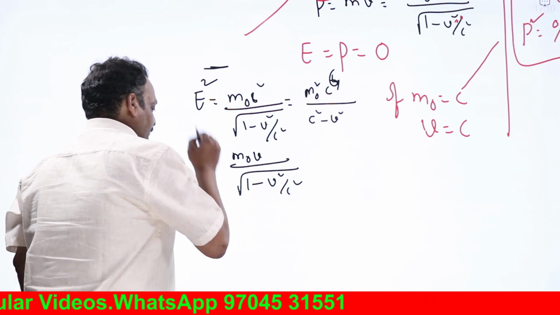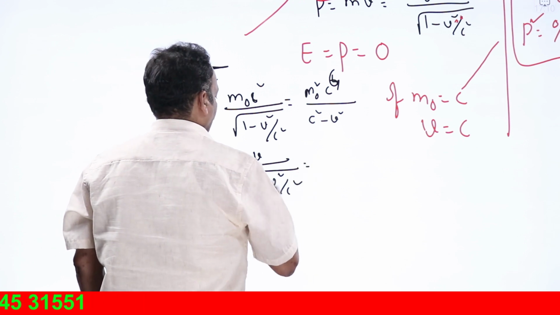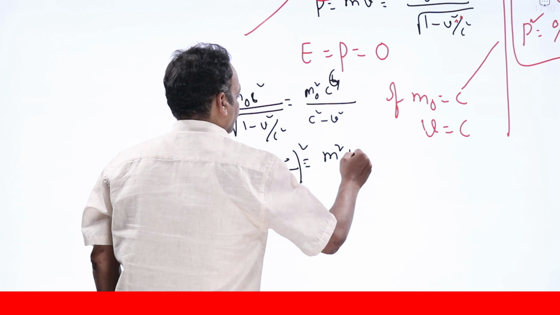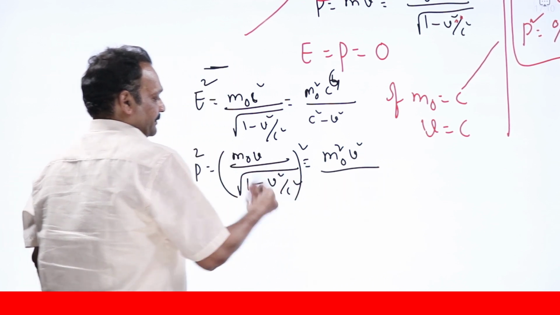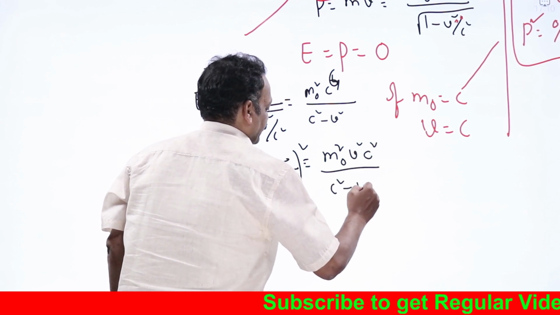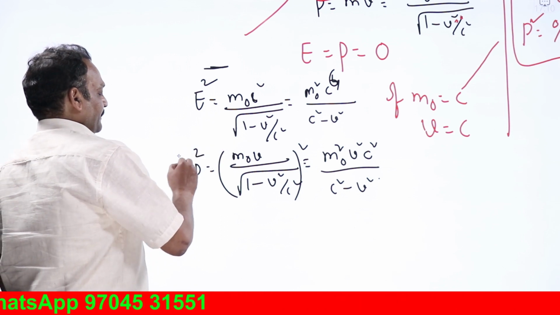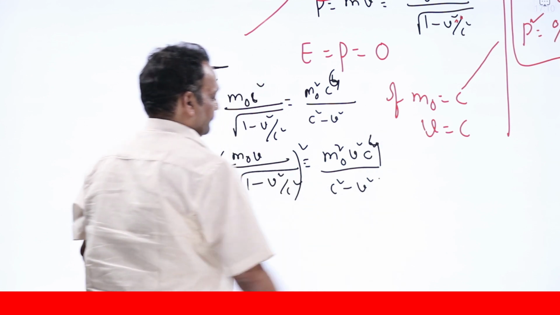Similarly, you square this momentum also. What do you get when you square this momentum? This whole thing squared is m naught square v square by, the square root goes off, c square minus v square by c square, and the c square goes up. It is c square minus v square. Now multiply both sides with c square. Already one c square is there, so it will become c to the power 4.